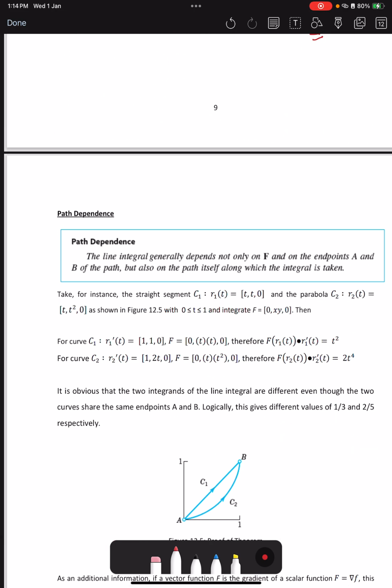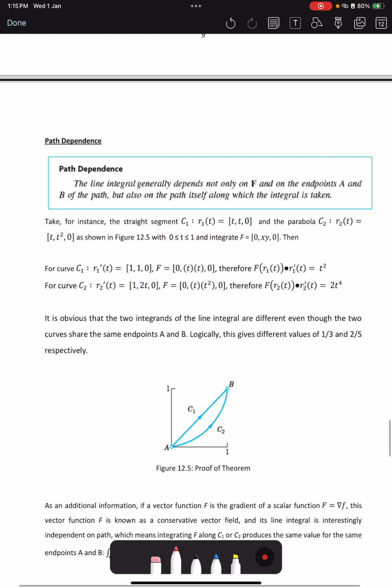So the line integral generally depends not only on the f, but also on the initial point and terminal point, the endpoints A and B of the path. For instance, say we have curves like this. Both curves start and end at the same points, A to B, for the curve C1 and the curve C2. Two different curves, but with the same starting and ending points.